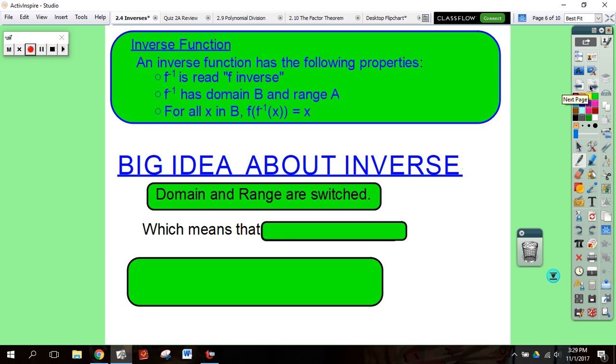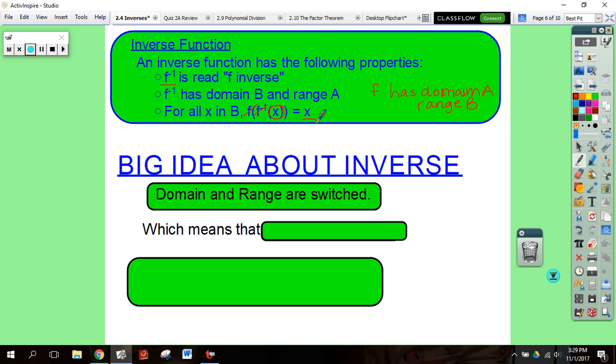All right, so an inverse function has the following properties. We say this f inverse. F inverse has domain B and range A. If you think about our normal functions, f has domain of A and range B, okay? So for any x in your domain, your function and your inverse cancel each other out, and what you're left with is the input.